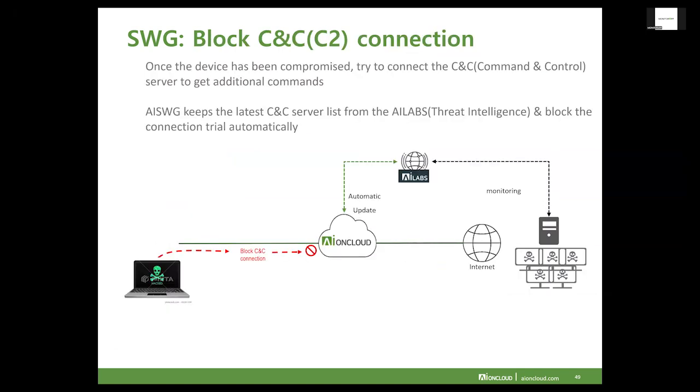Also, the SWG has a very interesting function to block CNC connections. Here, CNC means command and control for a botnet. If a device has been compromised and turned into a zombie computer, it will try to access the CNC server of the attacker to get commands or receive additional controls. But since the SWG has been connected with AI Labs' threat intelligence system and is getting updates in real time, if the destination IP is part of our registered CNC list, then the SWG recognizes it and blocks the connection immediately.